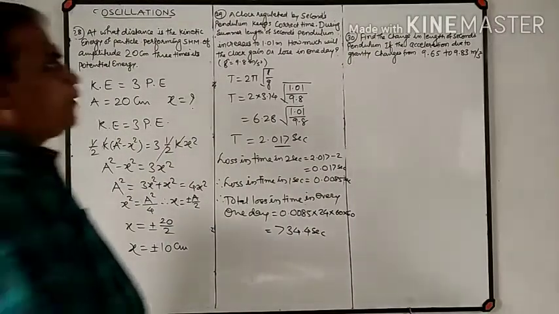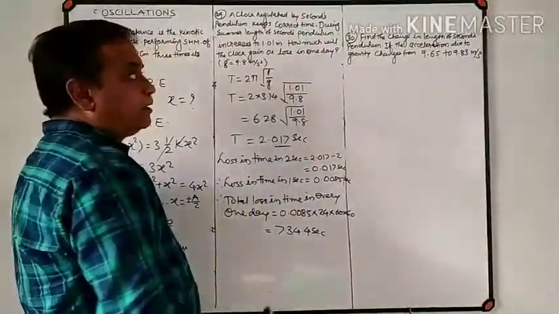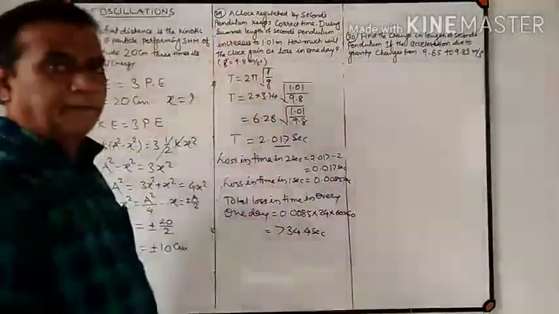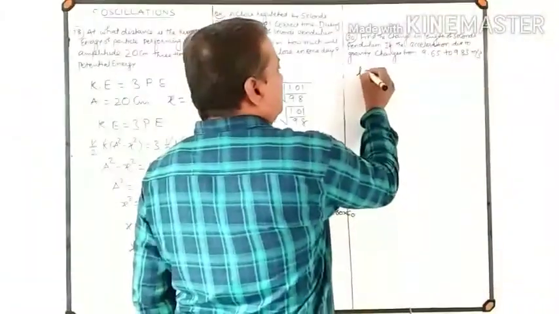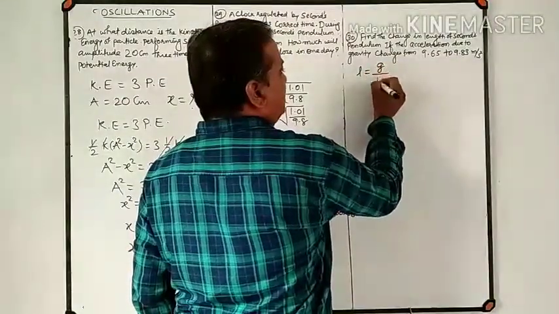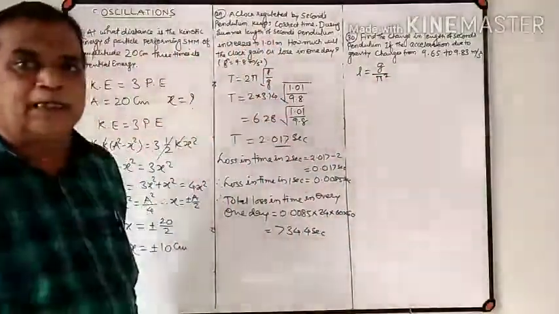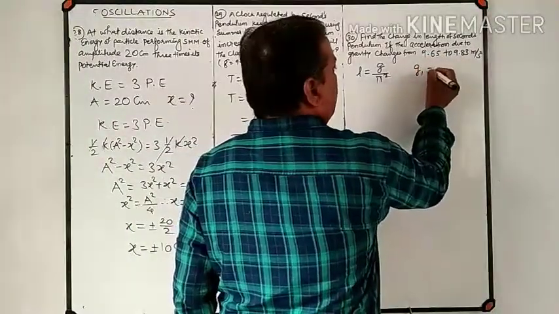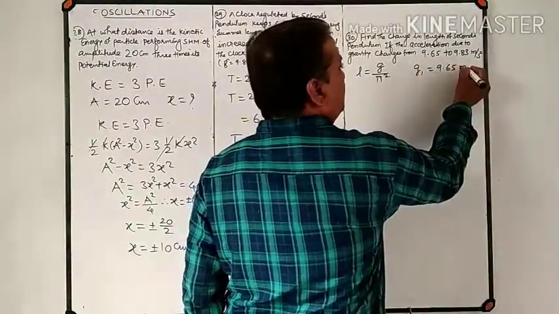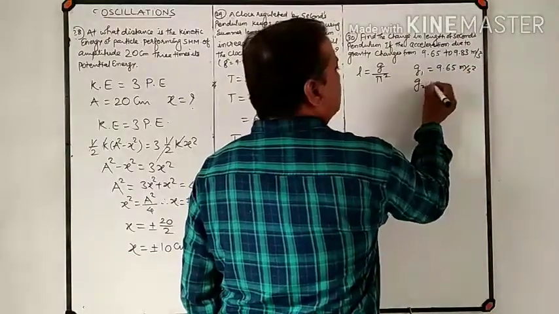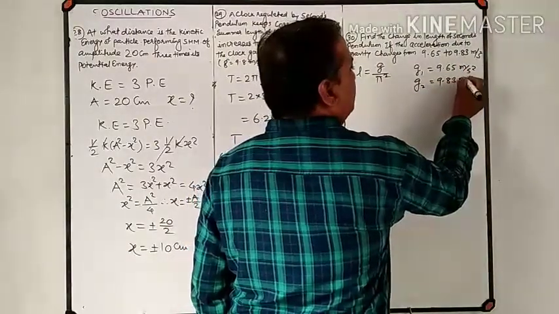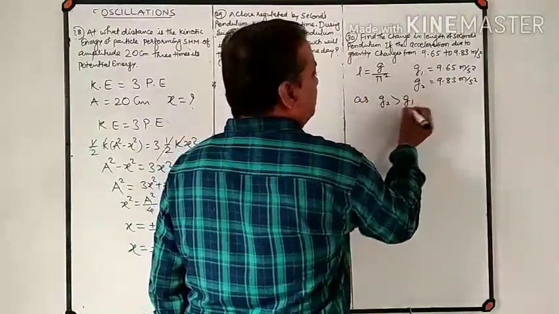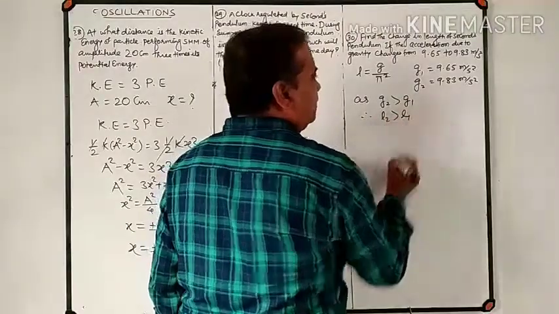Now find the change in length of the seconds pendulum if the acceleration due to gravity changes from 9.65 to 9.83. The length of the seconds pendulum is always L is equal to g divided by pi square. Here g1 is equal to 9.65 meter per second square, g2 is equal to 9.83 meter per second square. As g2 is greater than g1, it means L2 is greater than L1.